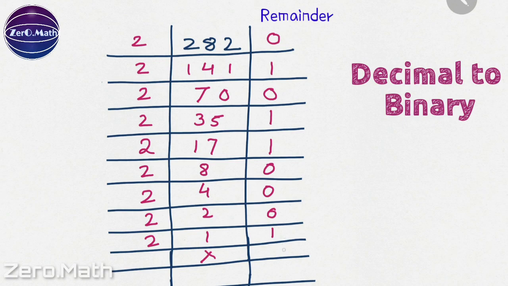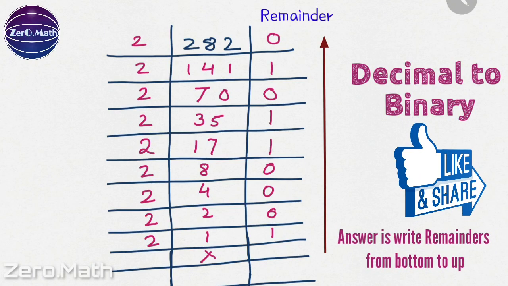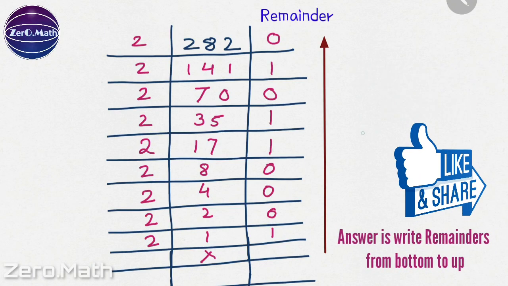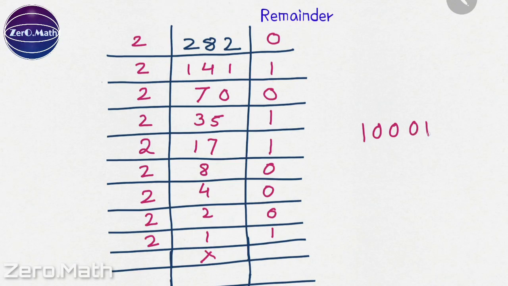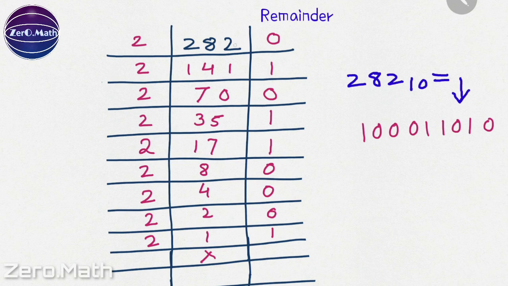So our answer is these remainders. We are going to write it down from bottom to top. This is very important. You should remember. So let's write it down: 1 0 0 0 1 1 0 1 0. This is the binary representation of the number 282, which is a decimal number.